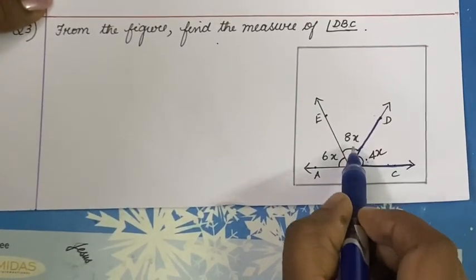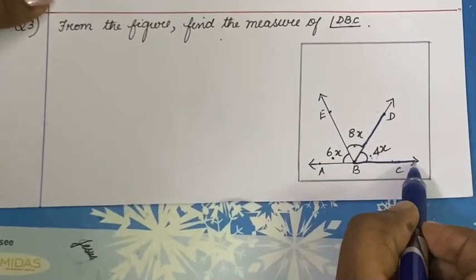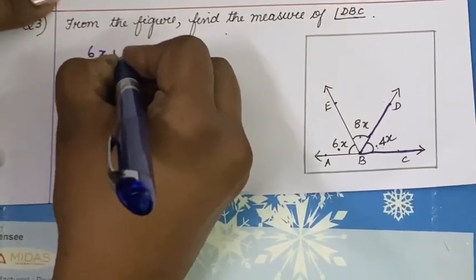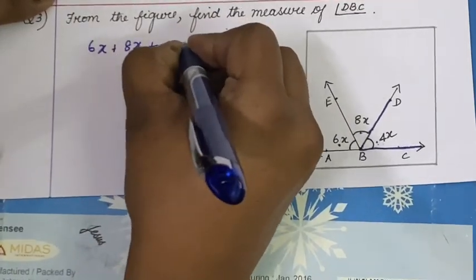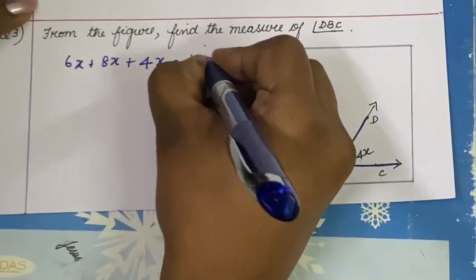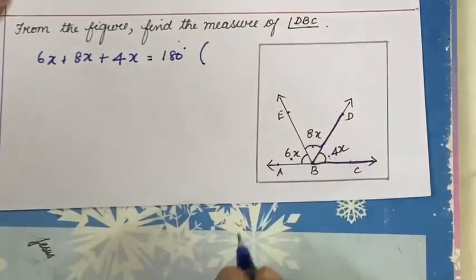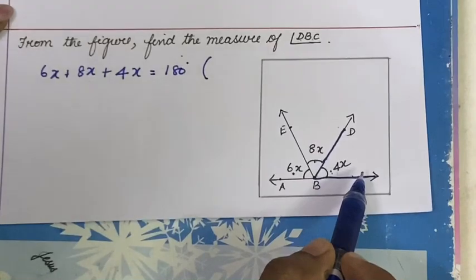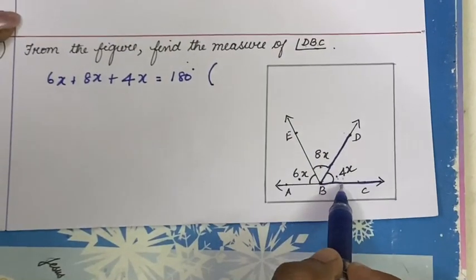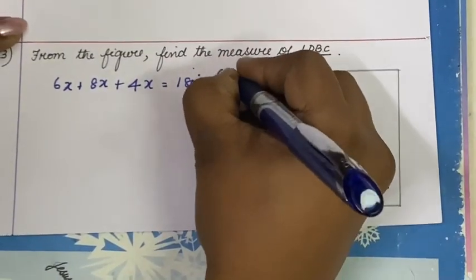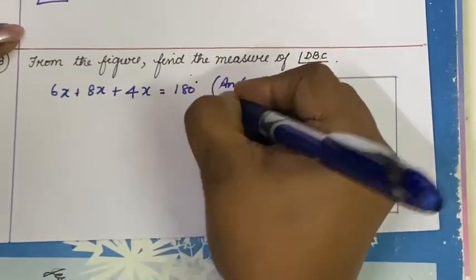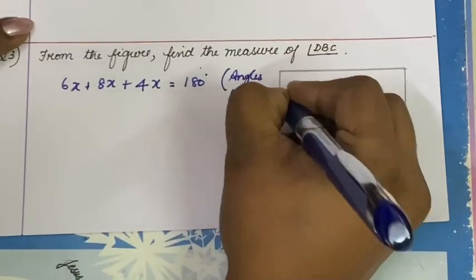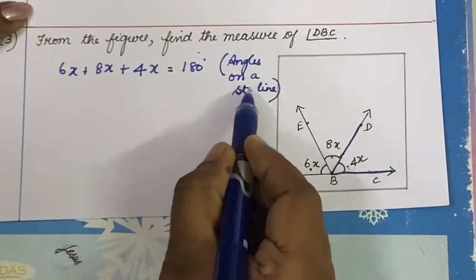Here you could see 3 angles which make a straight line. So you can directly go 6x plus 8x plus 4x is equal to 180 degree, as they make a straight line. But can I write the condition as linear pair here? Linear pair stands only for 2 adjacent angles. Here you have 3 angles. So you have to write the condition as angles on a straight line.